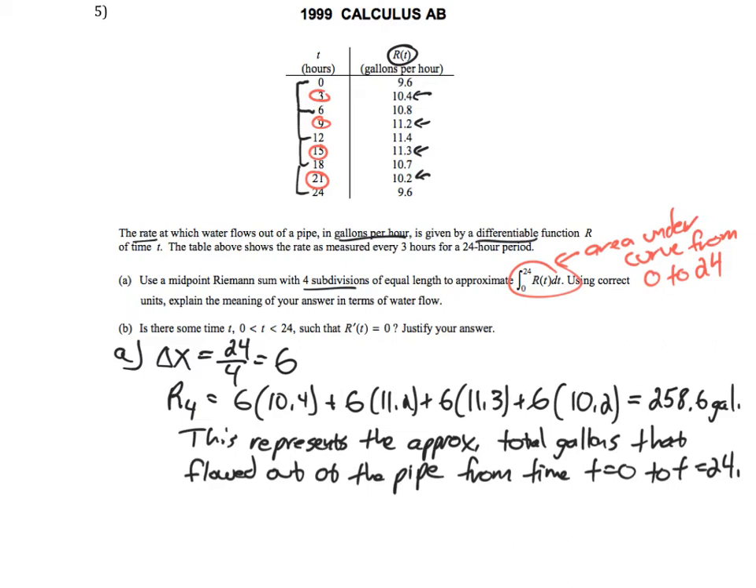This is what some of us struggled with on the exam: how do we put our answers in English. It says, is there some time t from 0 to 24 such that r prime of t equals 0? Justify your answer. So r prime of t is asking for the derivative of the function we're given. Is there such a place that the derivative, or the tangent line, between 0 and 24 equals 0? This should scream mean value theorem to you. I hope it does.